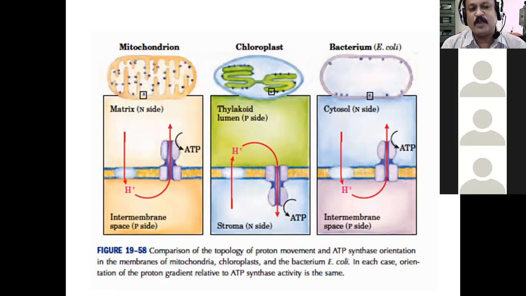But if you compare this with the structure of the mitochondrial ATP synthase, just look at this first image here. In the case of mitochondrial ATP synthase, this enzyme is present in a reverse orientation. That is to say, the knob-like projection is projecting inside the mitochondrion.